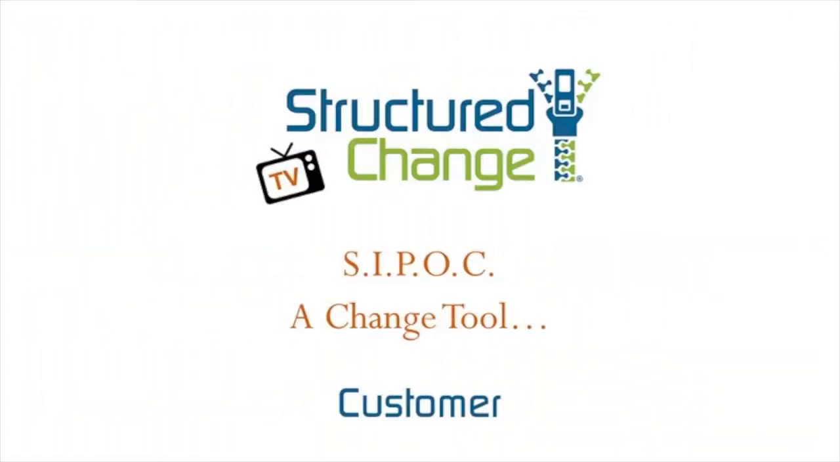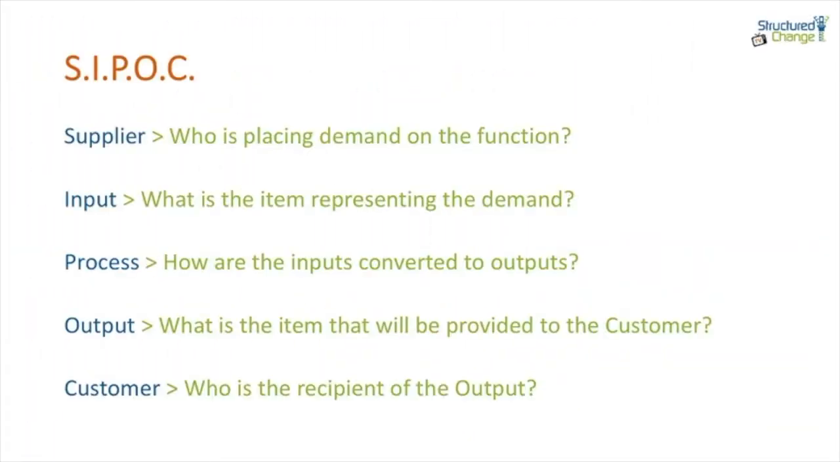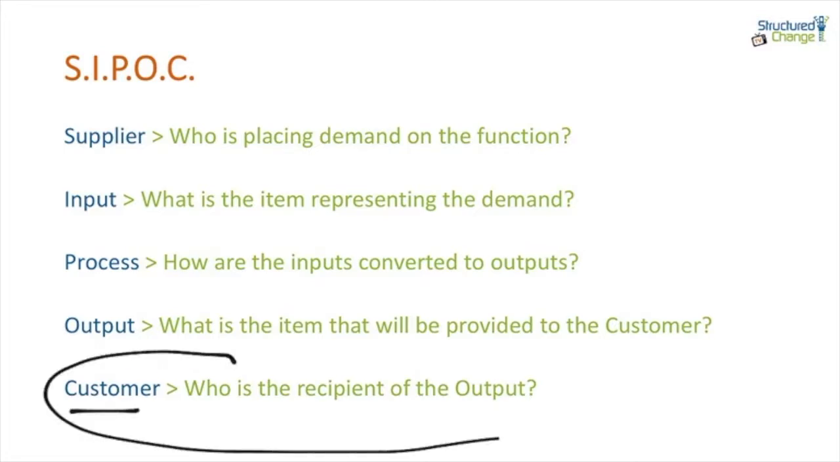So anyway, let's take a look now at the first part of the series, customer. Okay, let's start with customer and get straight into it. So from a SIPOC perspective, you can see supplier, input, process, output, and we are here. We are going to start with who is the recipient of something from this process.